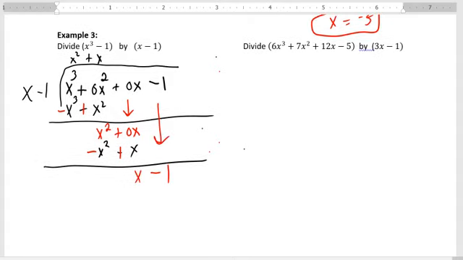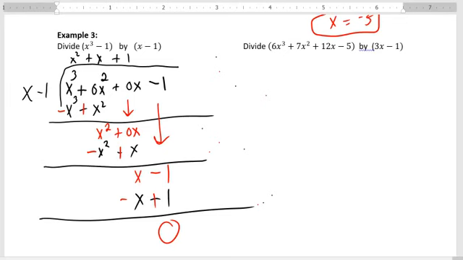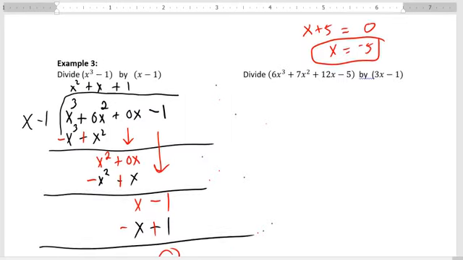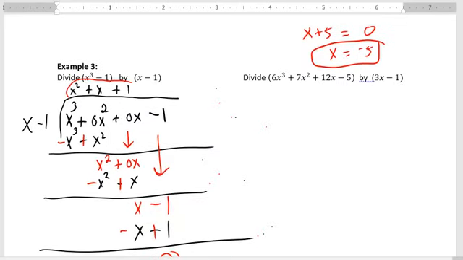Need to multiply x to get x. Well, that would be a 1. So 1 times x is x. 1 times negative 1 is negative 1. Change the signs so we get 0. So our quotient is x squared plus x plus 1. Okay, let's try the next one.